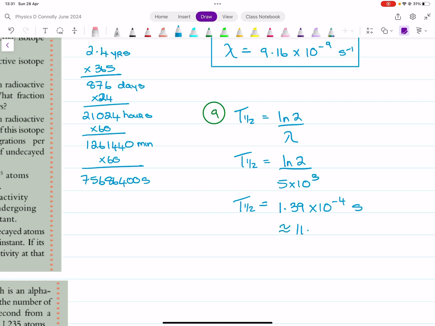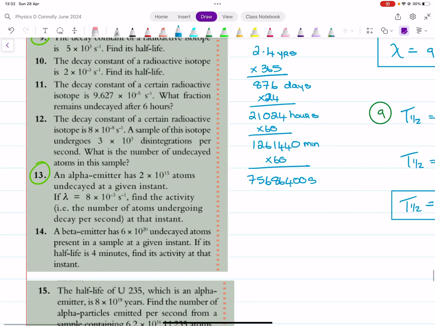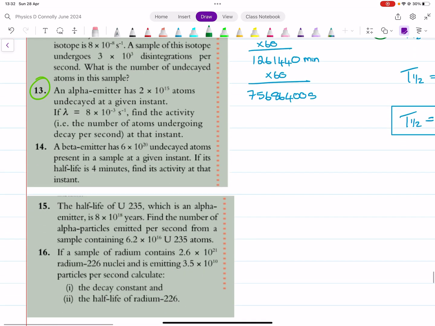Just for context, it's 11.98 days. Not necessary, but just... No, it's not. No, it's not. Sorry. I was doing 10 to the 4, not 10 to the minus 4. It's a really, really small amount of time. 10 to the minus 4 of a second.